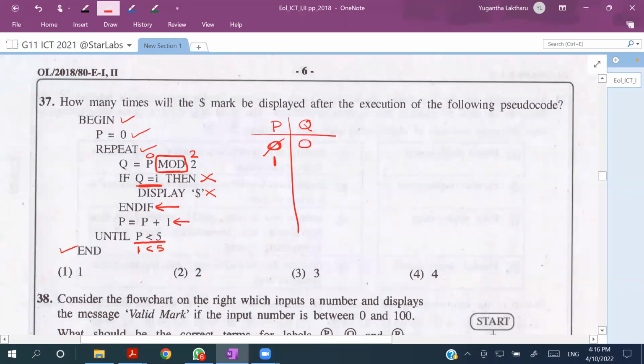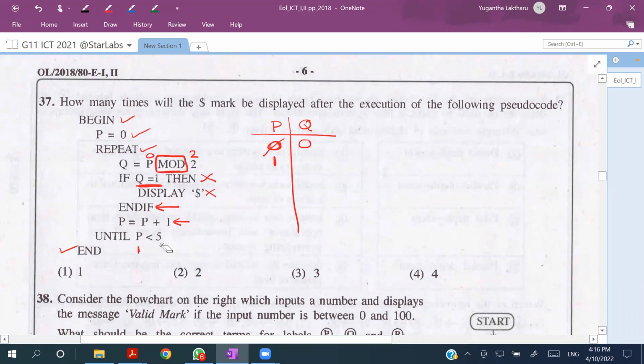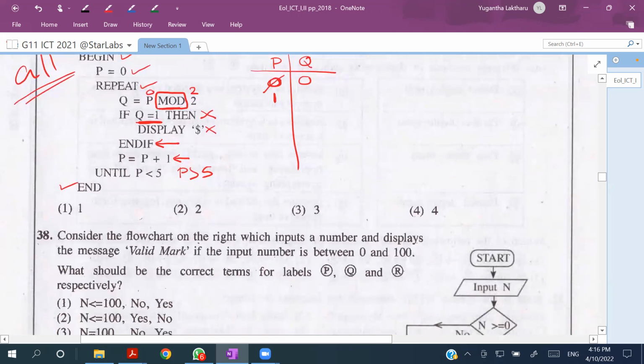If this operator goes the other way around, right? If it happens to be P larger than 5, then of course we could do some hand tracing. So this is a question which gives you a mark for any particular answer.